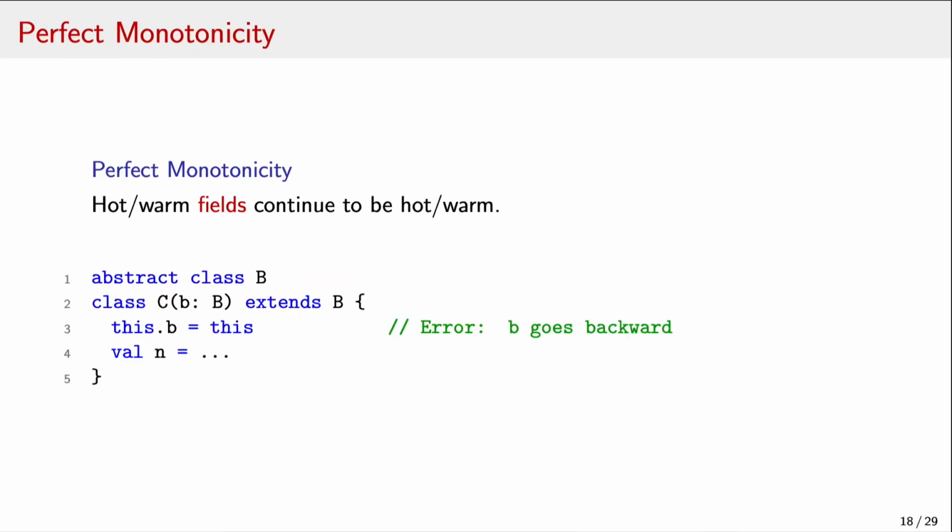Our system emphasizes an even stronger notion of monotonicity, namely perfect monotonicity. Perfect monotonicity in addition guarantees that the initialization state of fields is monotone. That is, if a field is hot or OOM, then it continues to be hot or OOM. With perfect monotonicity, this program will be rejected because the initialization state of the field B goes backward. Perfect monotonicity makes it much easier to safely use already initialized fields in the constructor.